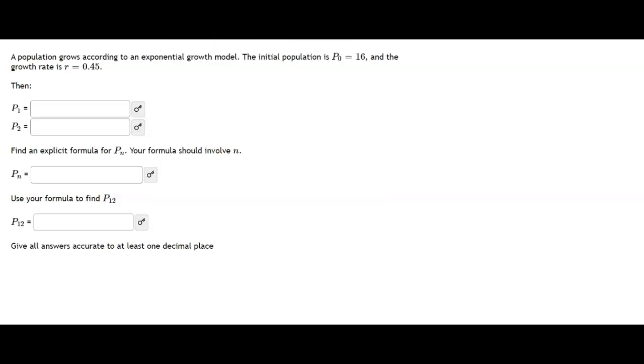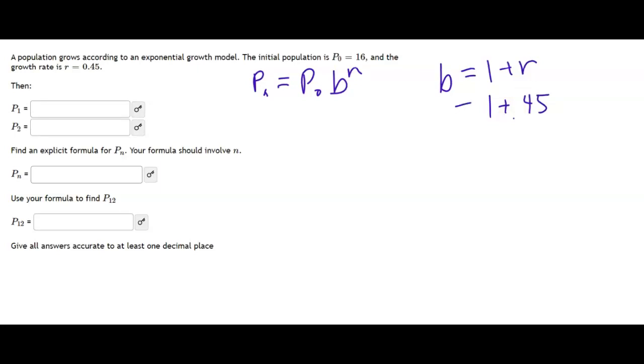So for this problem, the exponential growth model we typically use is p sub n is equal to p sub 0 b to the n power. Now we know that b is equal to 1 plus r. So in this case r is 0.45, so b is 1.45. And we often call that the common ratio or common factor, a multiplier.